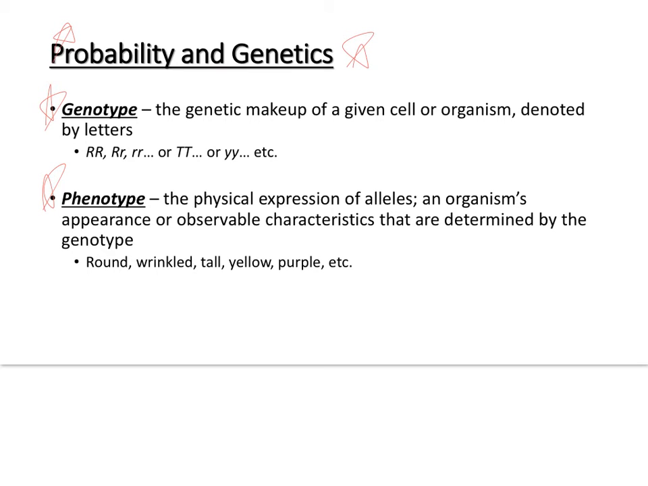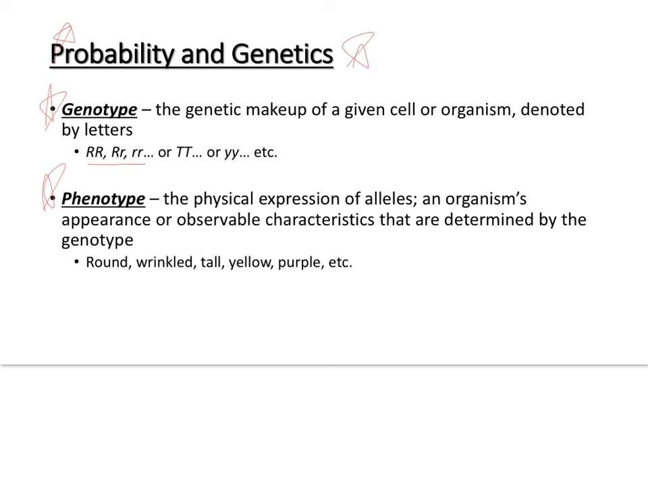So, genotype. Genotype is the genetic makeup of the cellular organism. So it's what genes they have, or what alleles they have. When you're asked for a genotype, you're going to give me two letters.